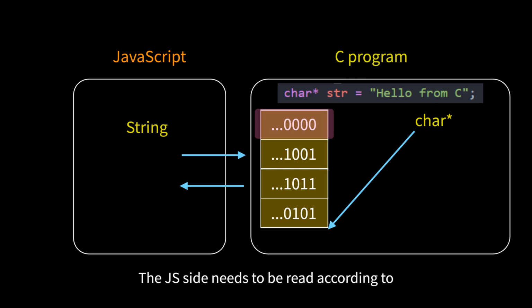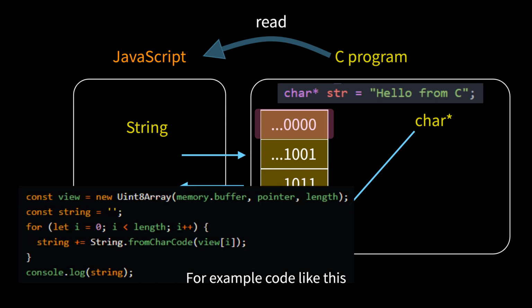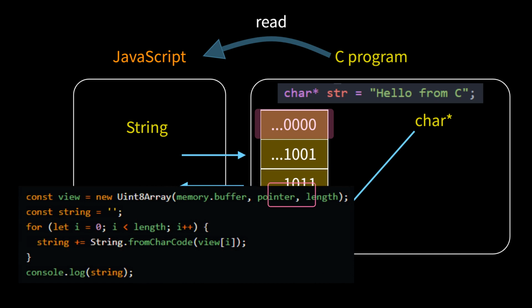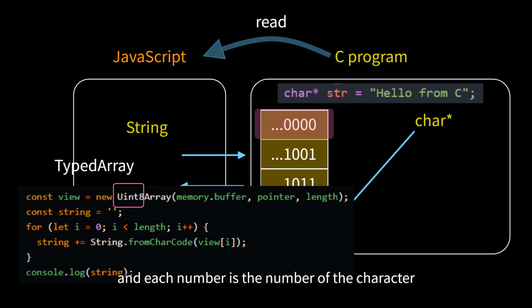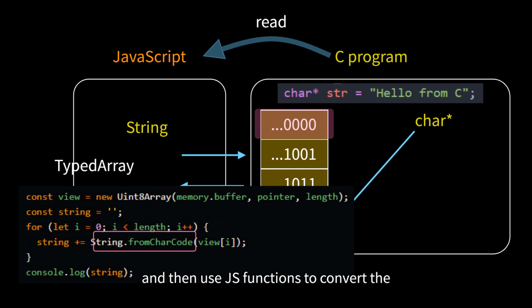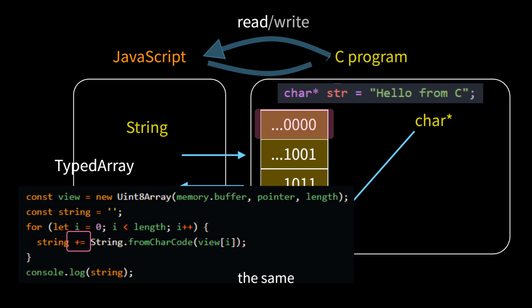The JS side needs to read according to the rules of the C language. For example, code like this converts the starting address pointer and the length of this array to a typed array. That is, each array element is an unsigned integer of 8 bits, and each number is the code of the character. Then we read the numbers one by one, and use these functions to convert the numbers into string types. Finally, stitch them together. The reverse is the same.